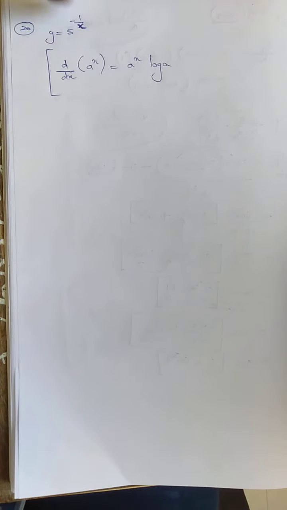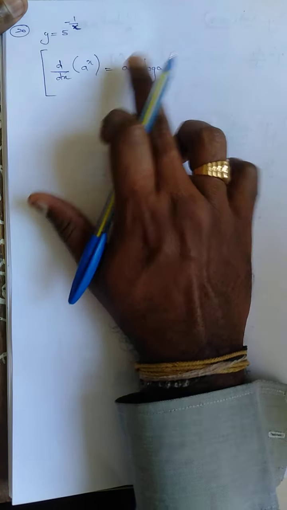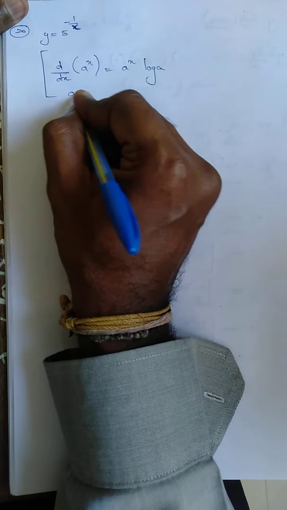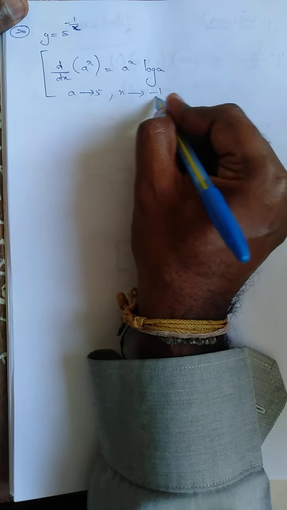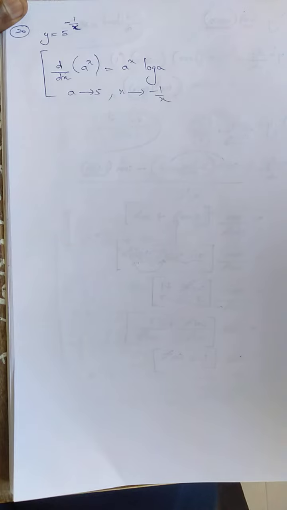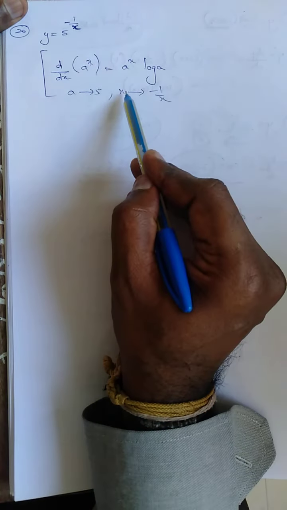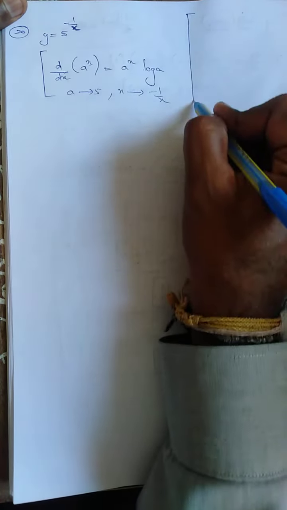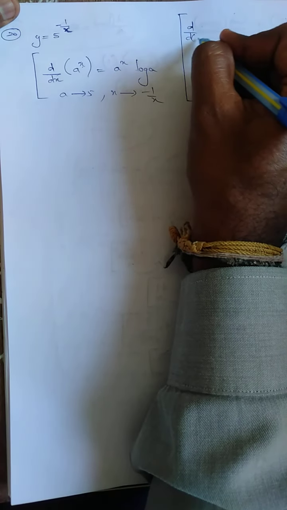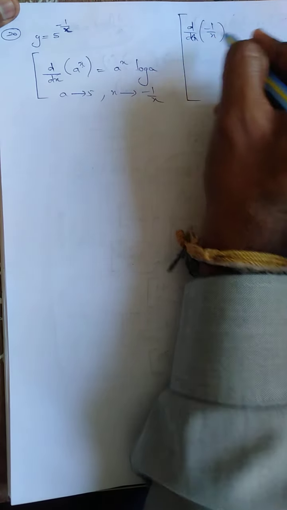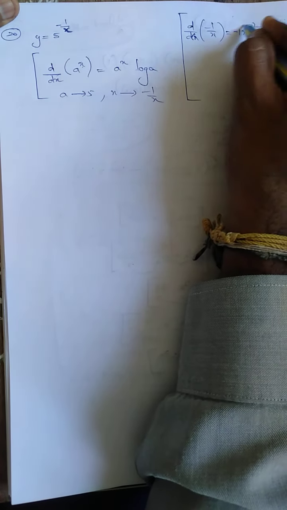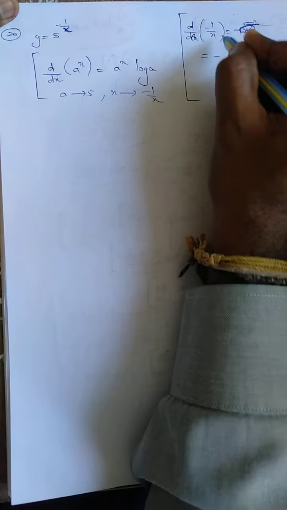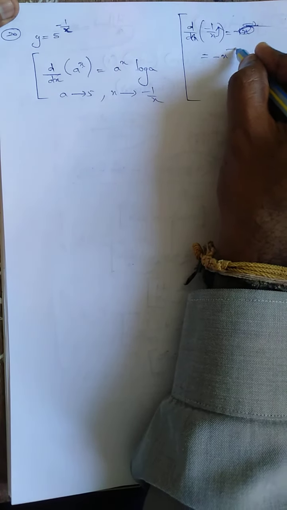You can do it by taking log on both sides also, no problem, you can get the answer also. But I am going to do a power x into log a. Here a is nothing but 5 and here x is nothing but minus 1 by x. Here, if it were x, its differentiation is 1, but for minus 1 by x I need to find the derivative. d by dx of minus 1 by x: this x moves upward and becomes x power minus 1.